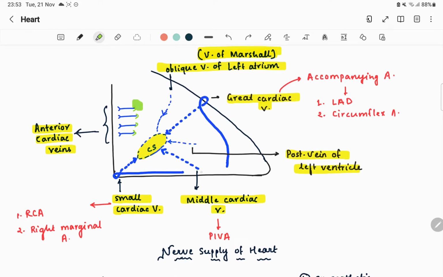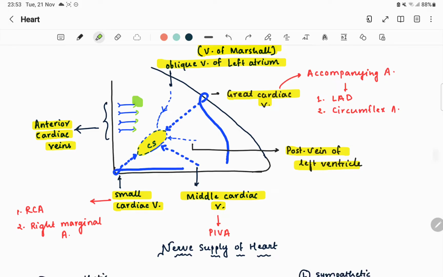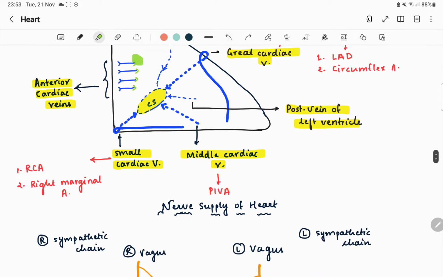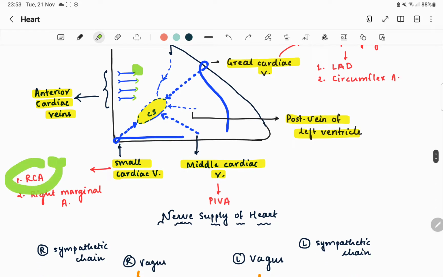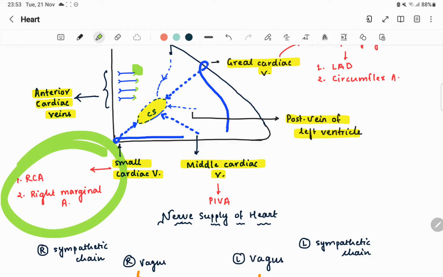And then we have the middle cardiac vein, which is draining into your coronary sinus. This accompanies your PIVA, that is the posterior interventricular artery. And the small cardiac vein is coming like this and draining into your coronary sinus. The small cardiac vein has the RCA and the right marginal artery accompanying it.